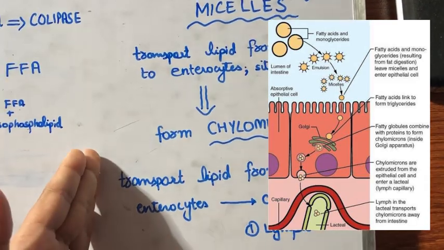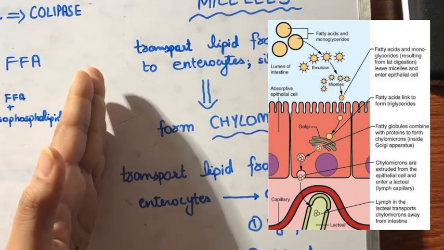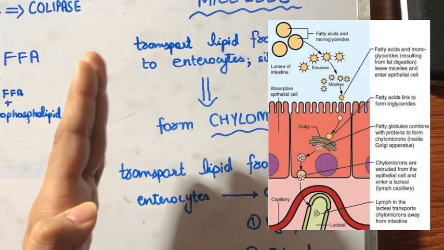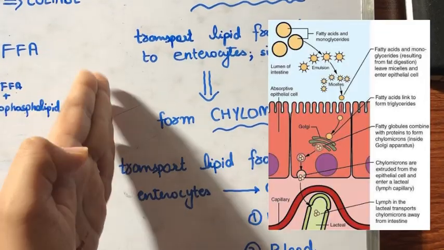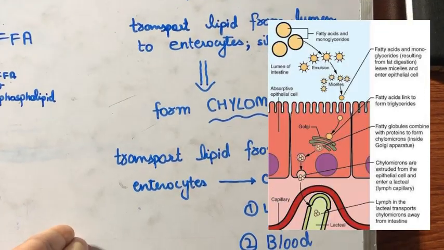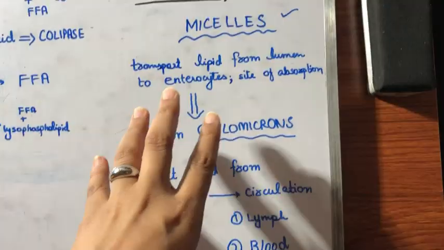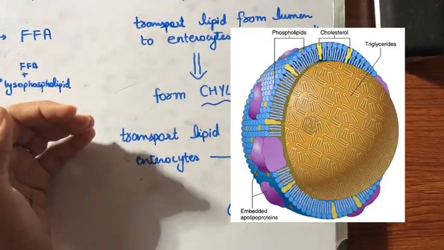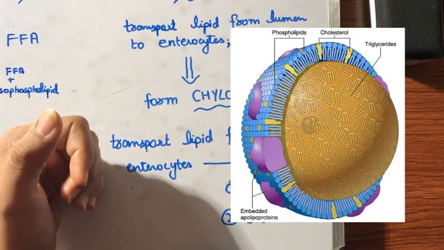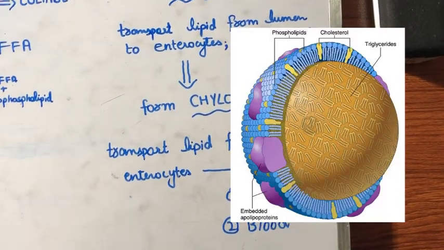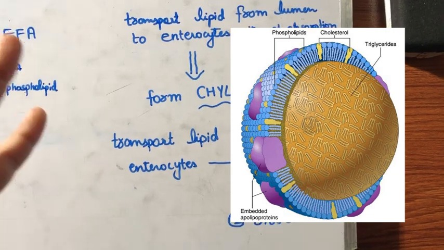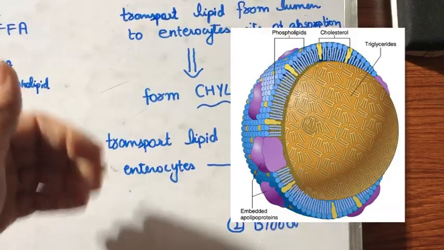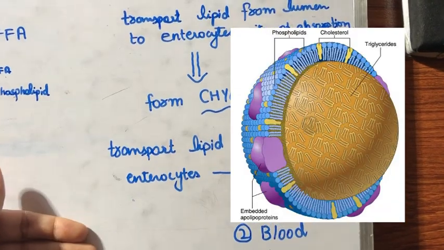In the enterocyte, we will have the chylomicrons, which then transport the lipids from the enterocytes to the circulation, first into the lymph and then to the blood circulation. For the structure of the chylomicrons, they are covered on the outside by an amphipathic layer and on the inside by a hydrophobic core. On the outside, we have the apolipoproteins, and inside we have the TAGs and cholesterol esters.